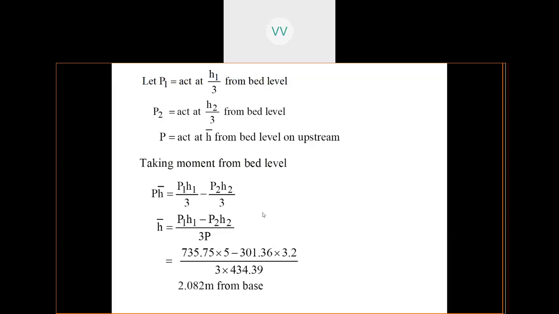So try to work out, students, and get the value of the location of the center of pressure, that is H bar. So H bar is equal to 2.082 meters from the base. So did all of you get the answer, students? Right. So let us proceed.